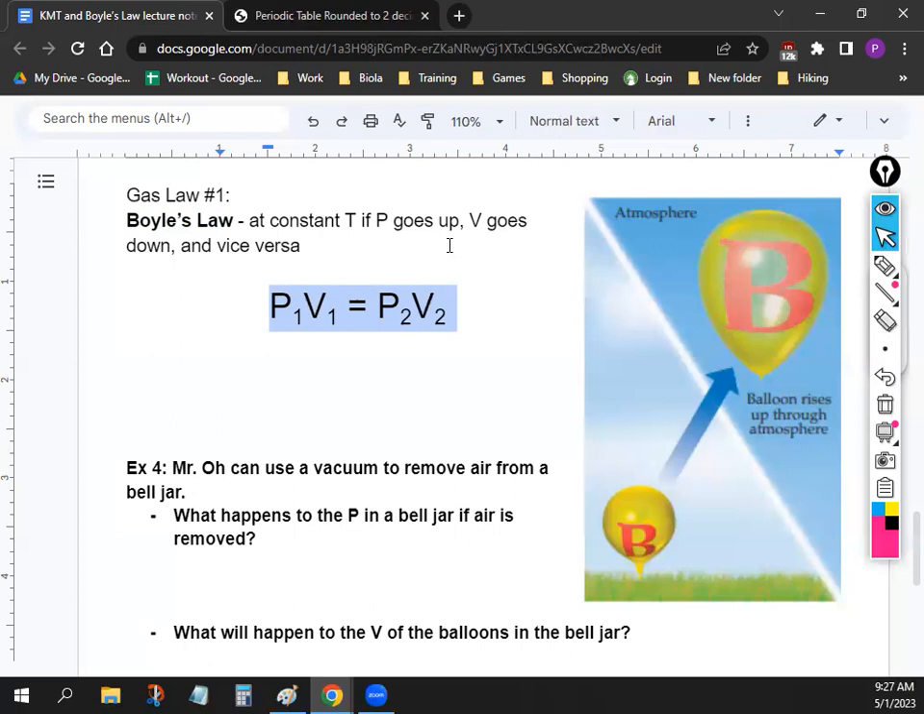But Boyle's law is basically the reason why if you have a balloon and you let it go outside, it goes up and up and up, and then it's going to pop eventually. It's because there's less pressure, so the balloon gets bigger to the point where it just blows up.